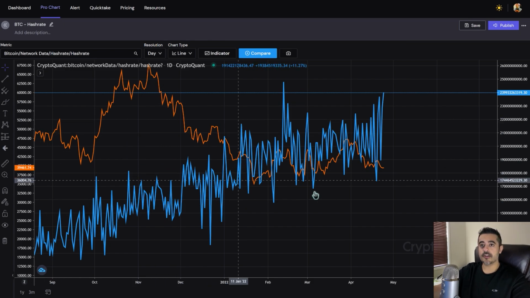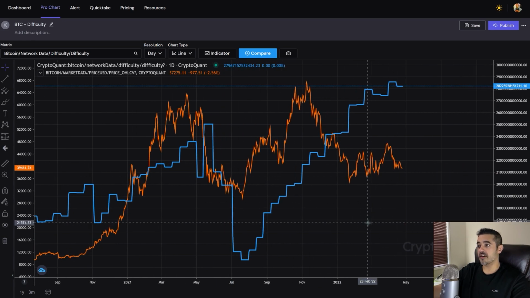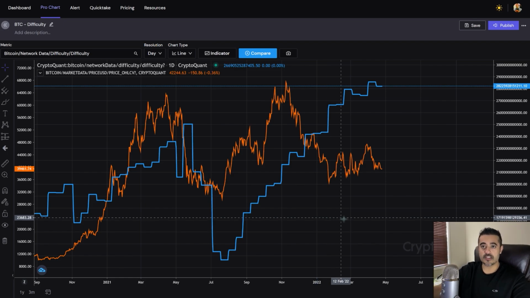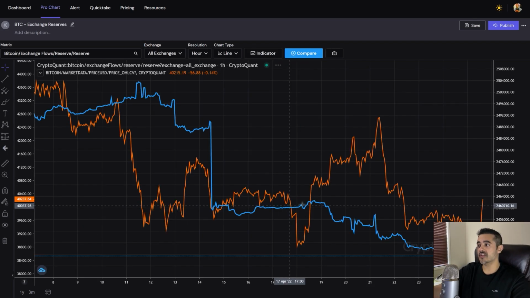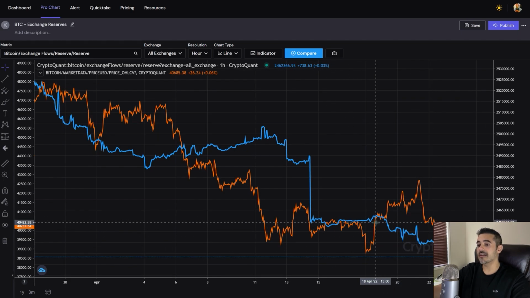And then finally, if we go to the difficulty, what you can see is that the difficulty adjustment is also very high. So if you're seeing the hash rate go up and the difficulty go up, you're seeing the network get stronger. And at the same time, the exchange reserves are relatively trending down, which they have been for quite a while.